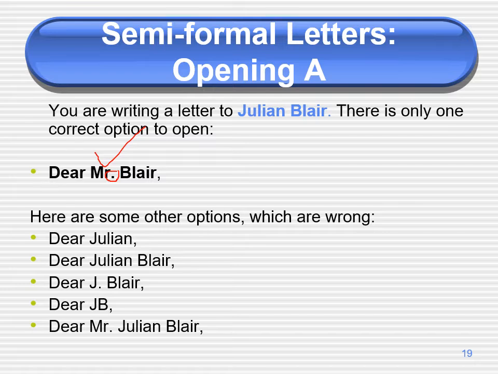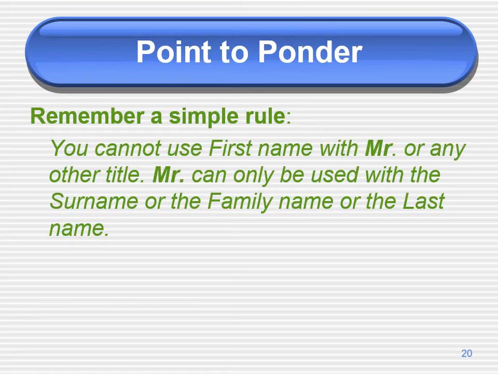Okay, here are some other options which are wrong. Dear Julian, so you see the first name. Dear Julian Blair, the full name. Dear J Blair, initial and surname, and then dear JB or dear Mr. Julian Blair. Why they are wrong, let us see.